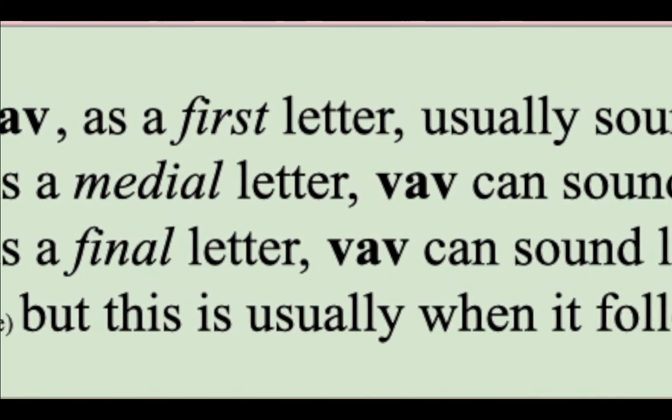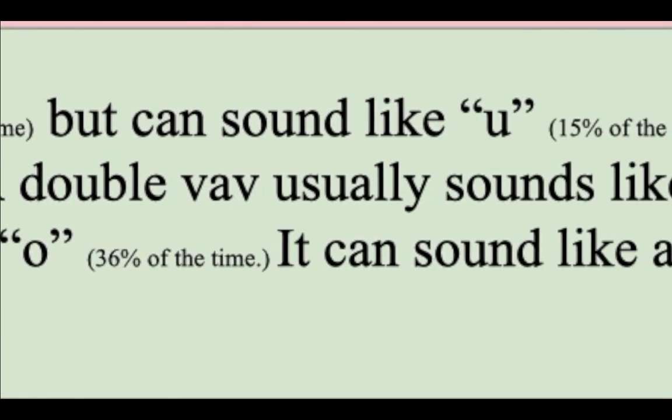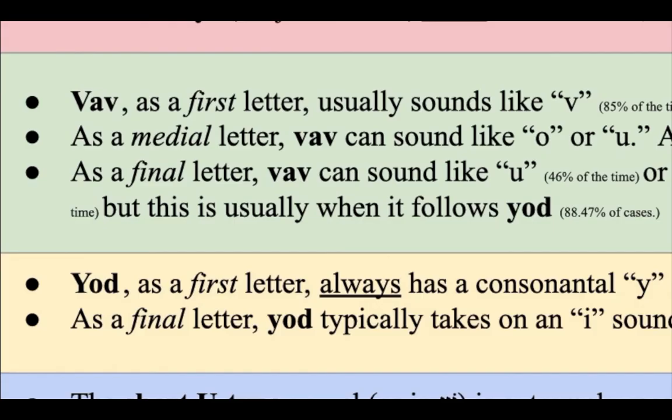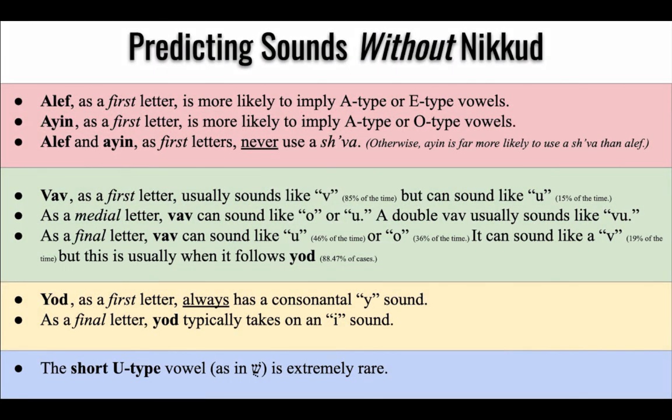And as a final letter, vav can sound like oo some of the time, or o, but it can sound like the. But this is usually when it follows yod. So if you see a yod directly to the right of vav at the end of a word, it's going to be pronounced like the. But if you don't see that yod, it's going to be pronounced like oo or o.